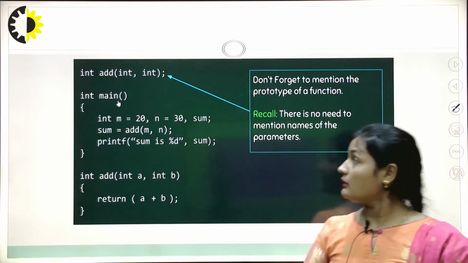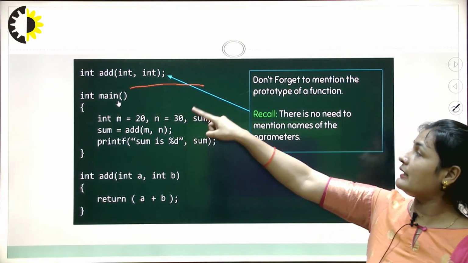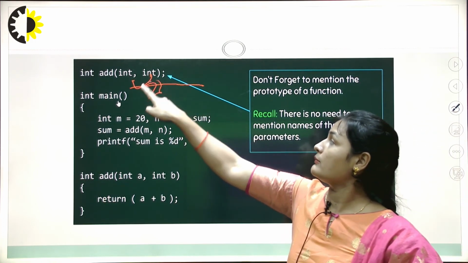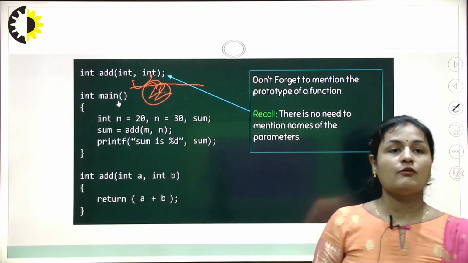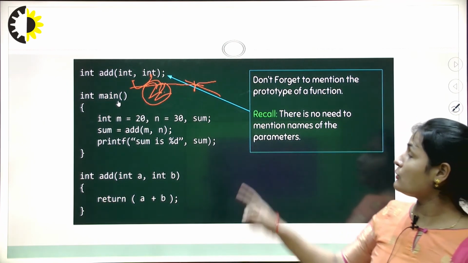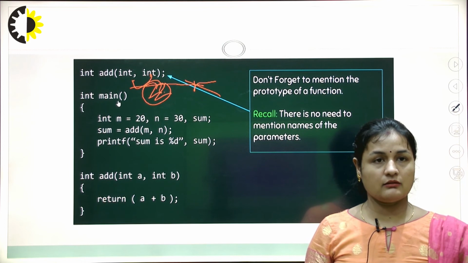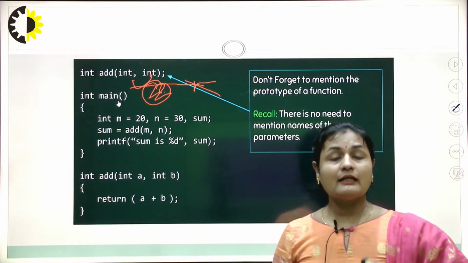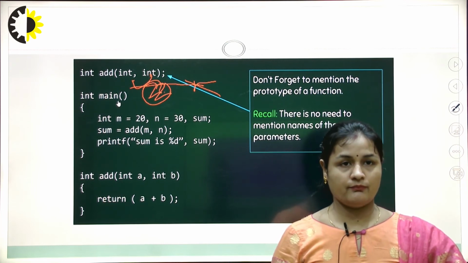So here is a program, and at the top of the program we write int add(int, int). It means there are two parameters that we pass to that function. This is known as the function prototype, and there is no need to mention the name of the parameter. Function prototype is mandatory to define when we use any function in a program.